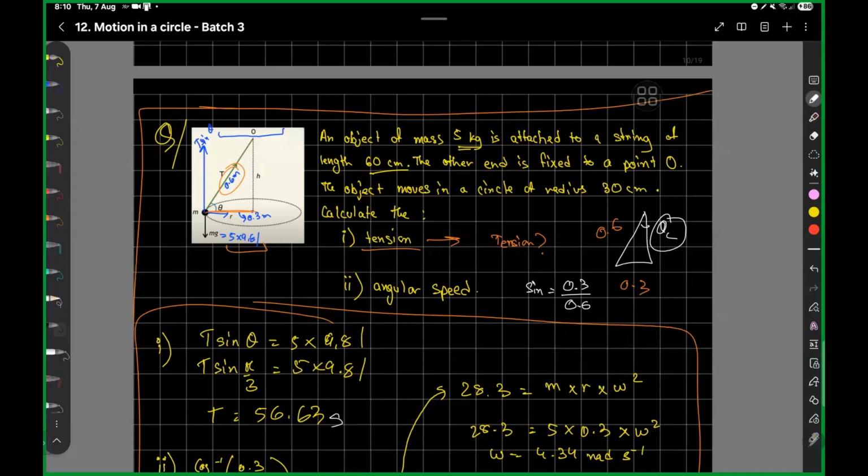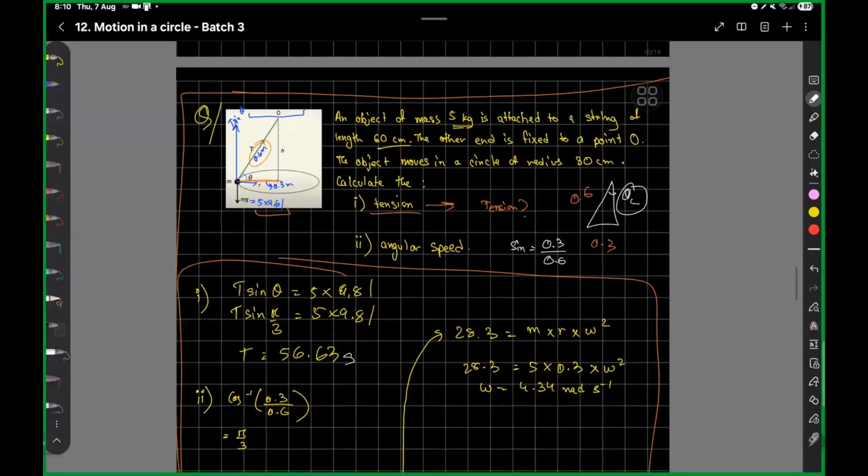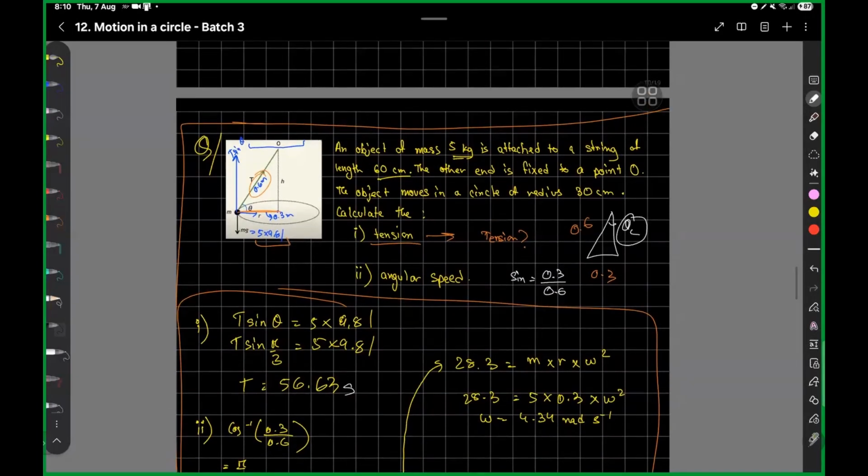Once you work with that, you have theta, that is this one. So you find T cos theta C equals mg. Can you now find out tension? Yes, you can. That is an easy way to find out the tension. If you do that, you will find that tension is equal to, what did I write over here, 56.63, right? If you go through the calculation and it matches with the answer, great.